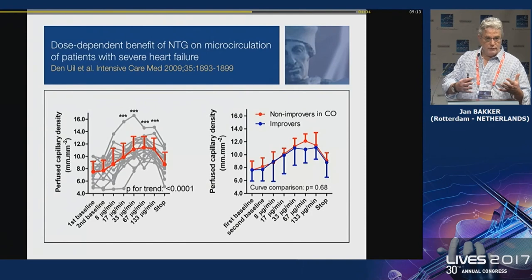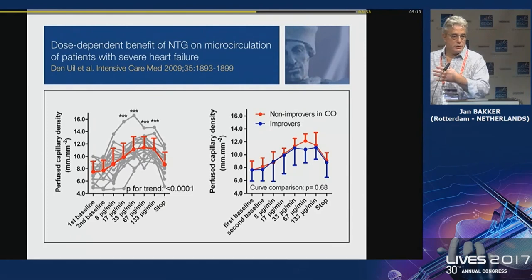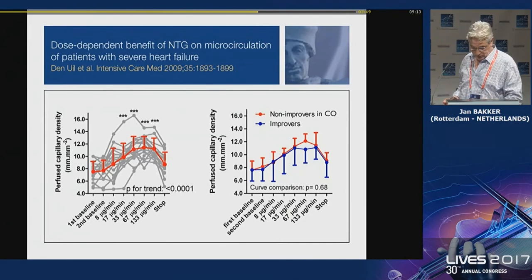So the recruitment of the microcirculation doesn't seem to be a blood pressure effect, unless you have a severe problem in some specific cases, as Arnaldo Dubin showed. And it doesn't seem to be exclusively related to increasing cardiac output.